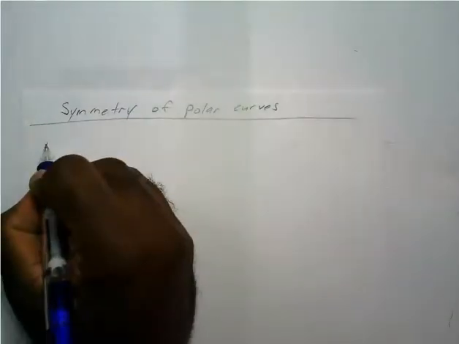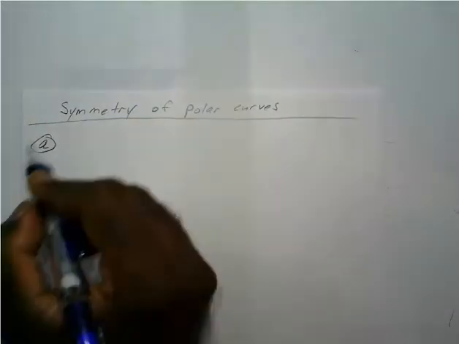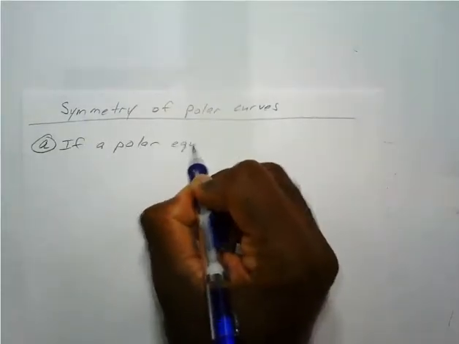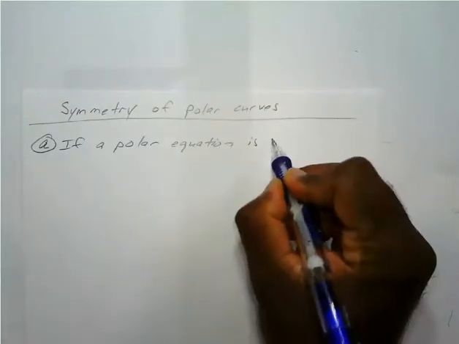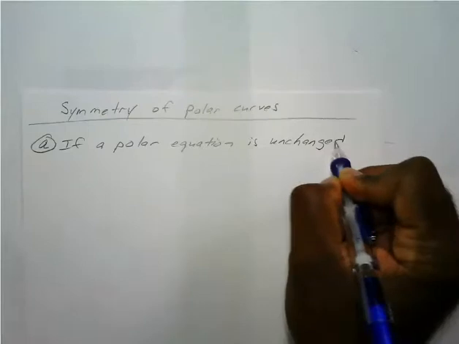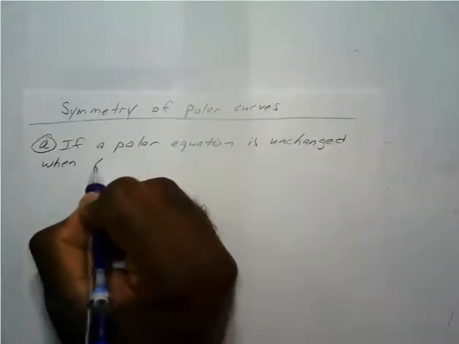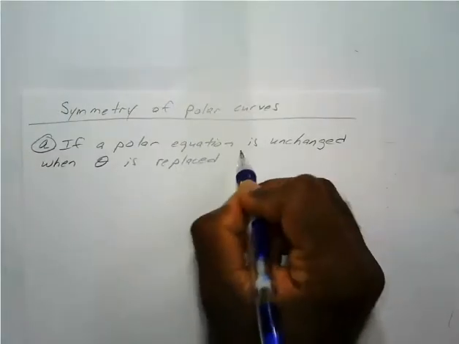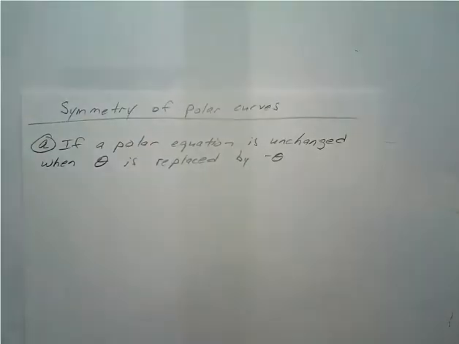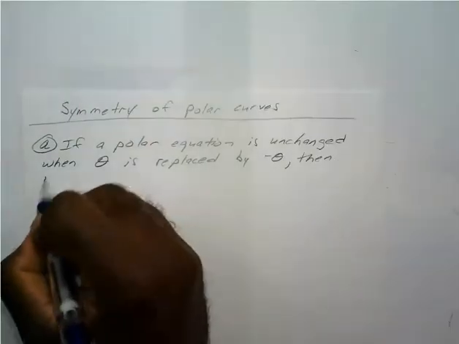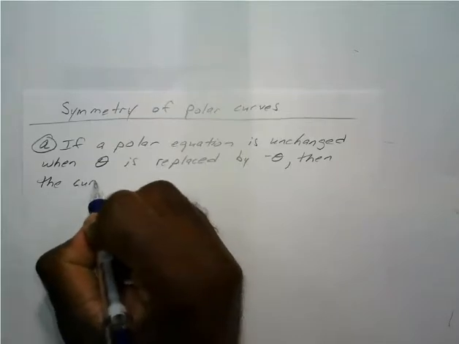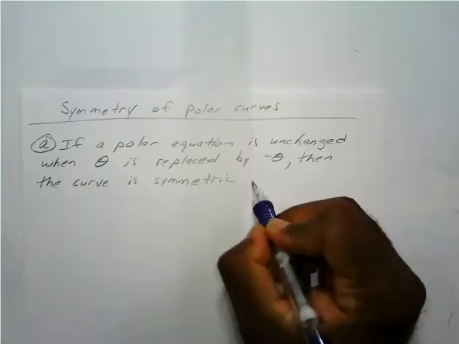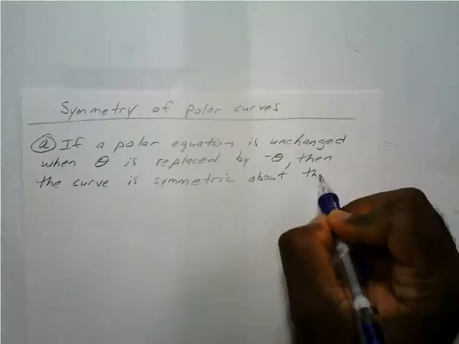Okay, so first, let's say if a polar equation is unchanged when theta is replaced by negative theta, then the curve is symmetric about the polar axis.